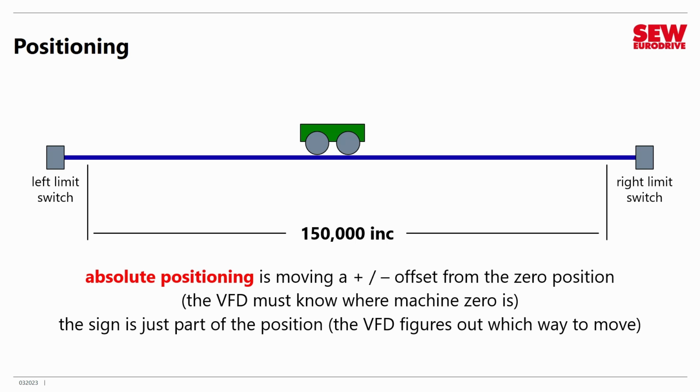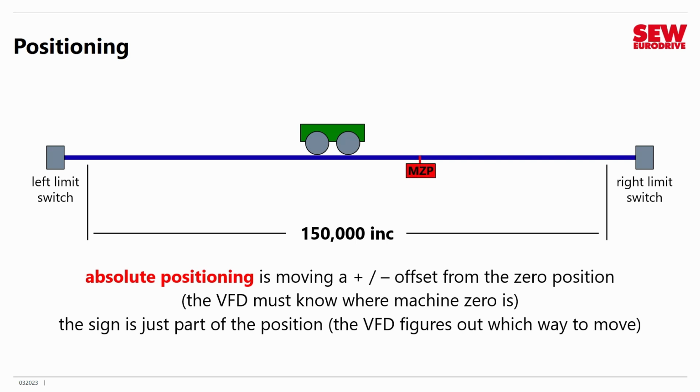And in this case, the sign doesn't tell the direction to move. The VFD figures that out. It tells you where you want to be in an absolute sense along that travel distance, and the VFD is going to figure out the direction to move the motor. So in this application, we have a longer travel distance. It's 150,000 increments. Let's establish a few other things, and then we'll do some positioning. Let's say the MZP is right here.